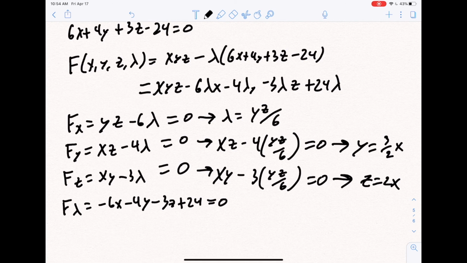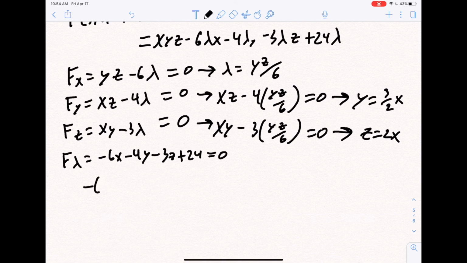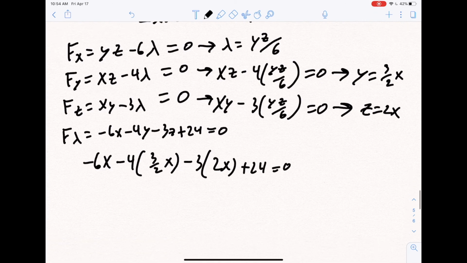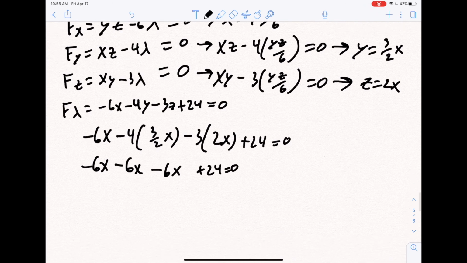So now that we have all that information, we can make our substitutions in here. We get minus 6x minus 4 times 3 over 2 x minus 3 times 2x plus 24 equals 0. Do some simplification. We get minus 6x minus 6x minus 6x plus 24 equals 0. So that means minus 18x plus 24 equals 0. We can subtract 24 from both sides and divide, and that gives us that x is equal to 4 over 3.